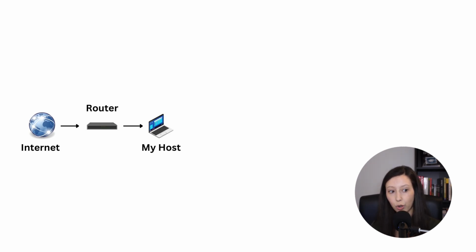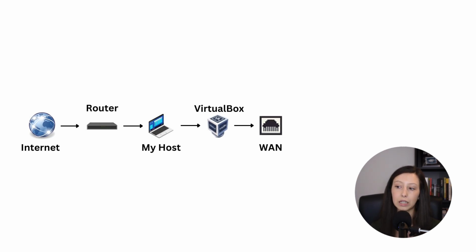And then you have here your computer where it says my hosts, and your computer receives the data that comes from your router, and it's where you have your VirtualBox installed. Then you have your VirtualBox, and this is the virtualization software. Then you have WAN, and WAN stands for Wide Area Network, and WAN provides internet-like connectivity to your virtual machines.